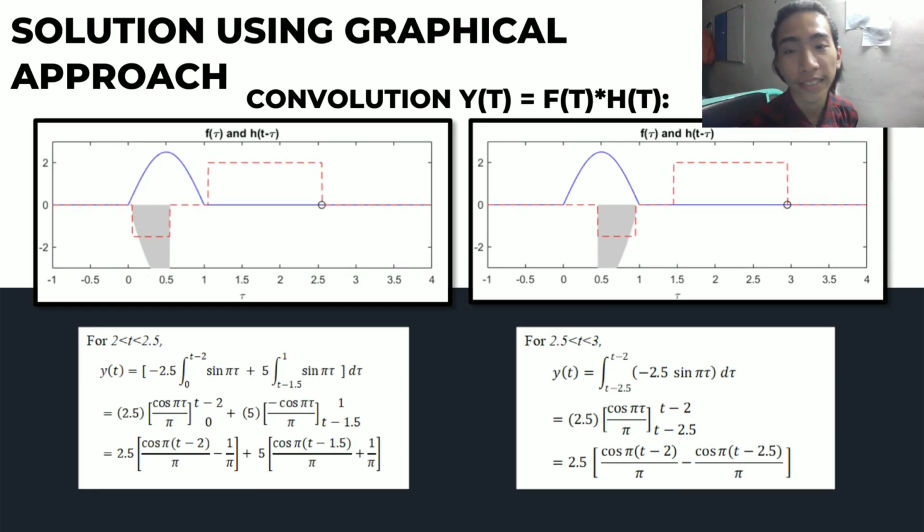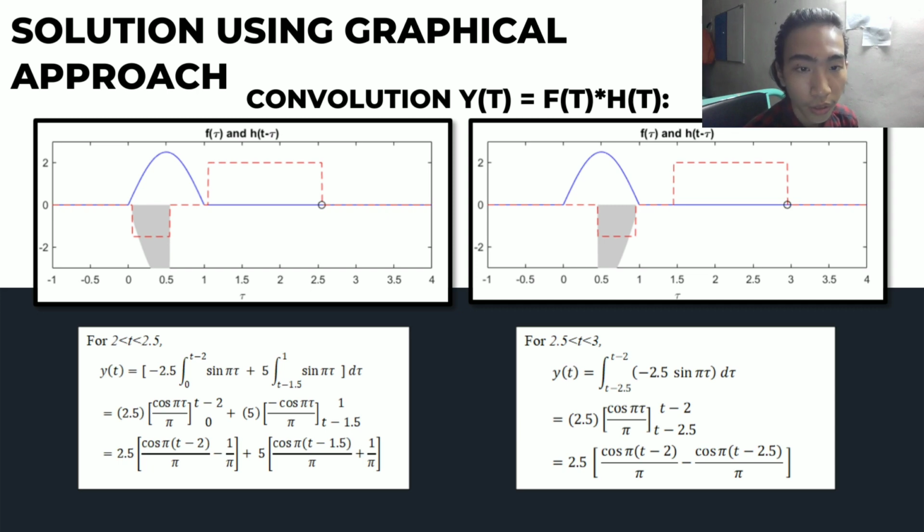For this figure, we can see the first rectangle from the h(t minus tau) signal is fully leaving the f(t) signal. We can see the square signal under the graph is moving toward the f(t) signal, and we have a little overlapping under the f(t) signal. So we have the integration of negative 2.5 times the integration from 0 to t minus 2 of sine pi tau, plus 5 times the integration from t minus 1.5 to 1 of sine pi tau, and we have the answer stated below representing the overlapping value under the graph.